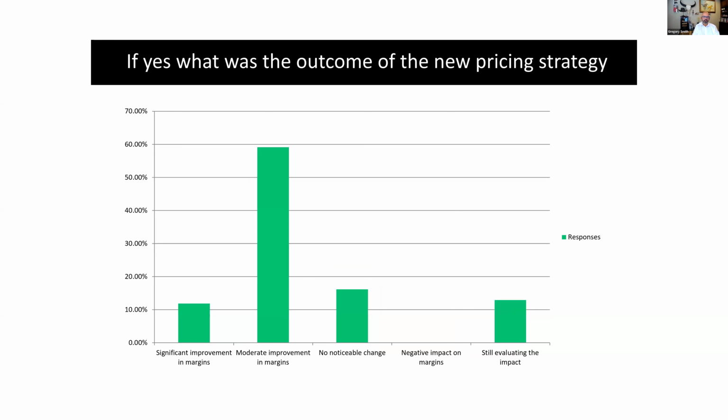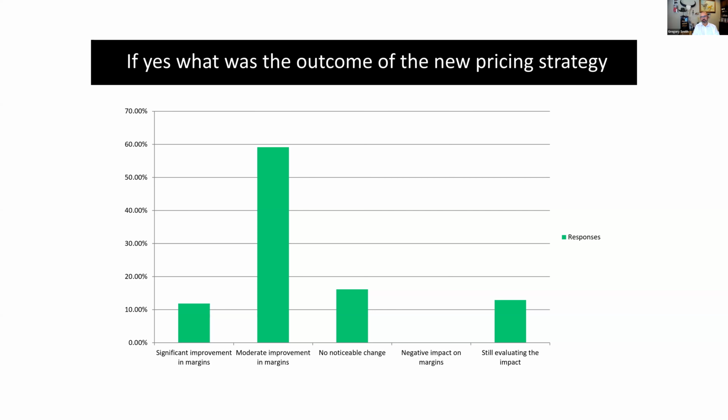Here's a classic slide, right? What was the outcome of your pricing strategy? Significant improvement, 11%, 12%, fantastic. The vast majority, I see this in every survey, report moderate improvement in margins. It's probably an EBITDA improvement of maybe 50 basis points, maybe 100, something like that. It's generally pretty small. And how it goes from moderate to significant is all in how you handle the implementation and what happens after you go live. That's how you shift over to significant improvement.